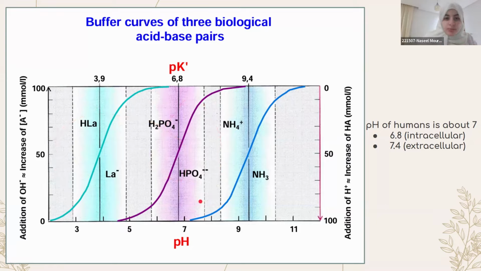Okay, now the pK of this one is 6.8, and our pH is 7. So do you think that the phosphate buffer is a good buffer? Yes or no? Yes, it's actually an excellent buffer, and we use it a lot. Okay, all right. What about the ammonia buffer? So the pH in our blood is 7. The pK of ammonia is 9.4. So the difference is 2.4. Isn't that a high difference? It is. So is it a good buffer or not?